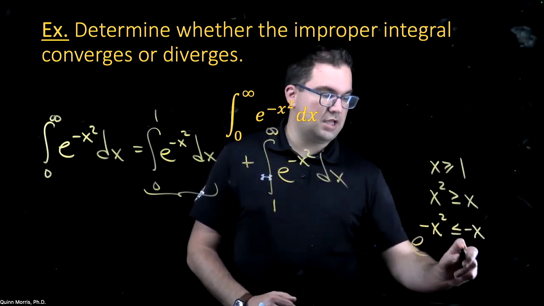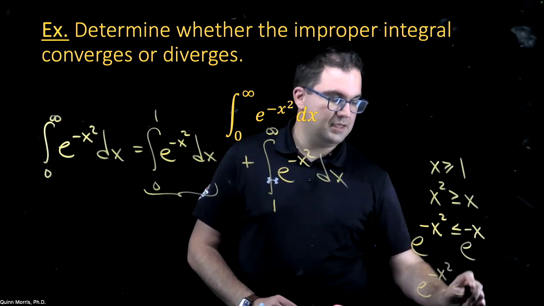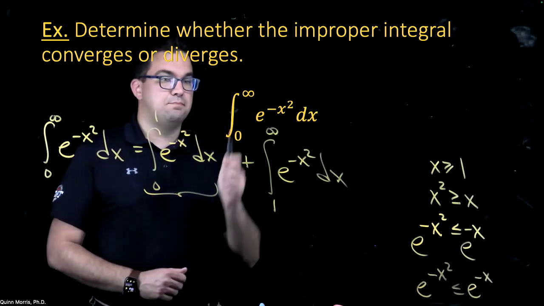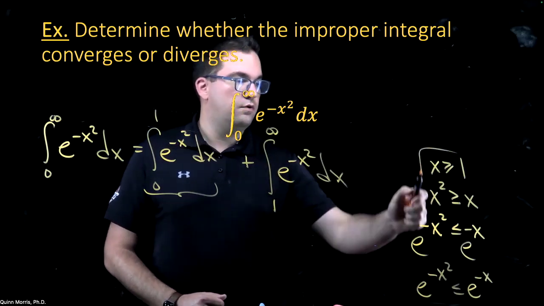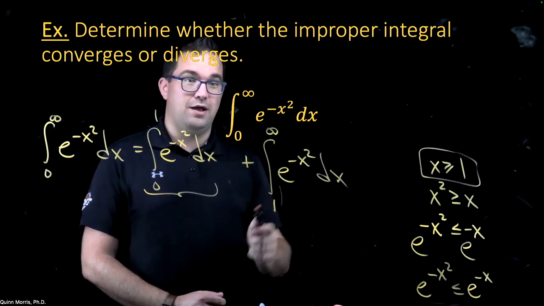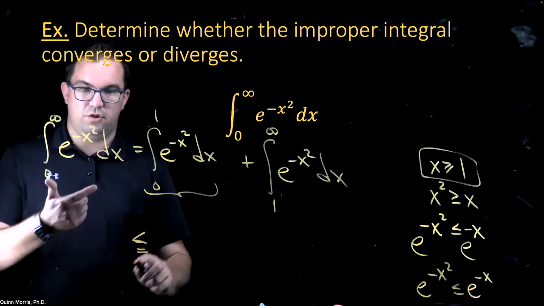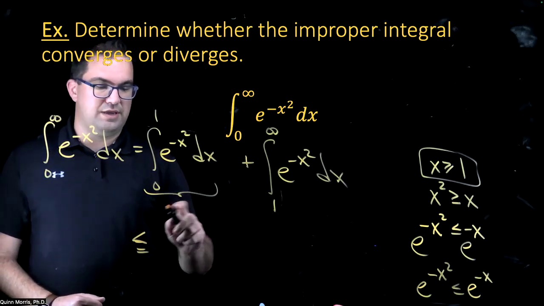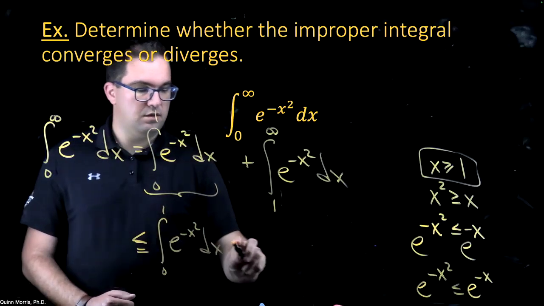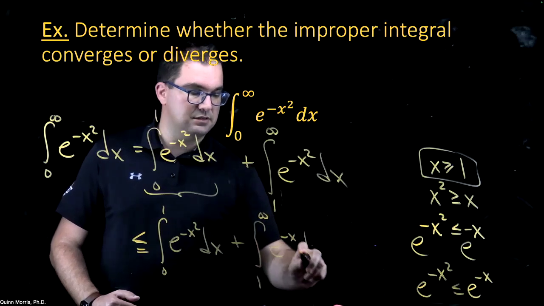And now if I exponentiate both sides, I get that e to the minus x squared is less than or equal to e to the minus x. So what I know is that e to the minus x is bigger than e to the minus x squared when x is greater than or equal to 1. Well, on this interval, my x is greater than or equal to 1, right? Okay, so let's use that then. So this integral on the left-hand side is less than or equal to whatever the value of this integral is, some finite number, plus the integral from 1 to infinity of e to the minus x dx.